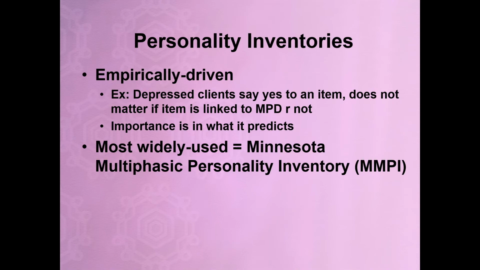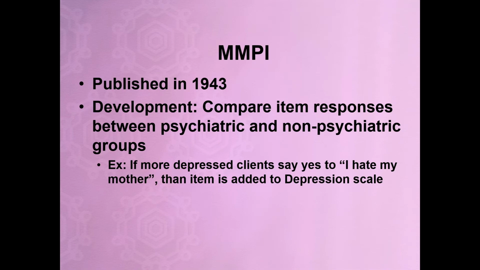The most common of the personality inventories is the Minnesota Multiphasic Personality Inventory. You may have also heard of it as the MMPI. The MMPI first came out in 1943. If you recall, that means it is older than our DSM. And it was developed by comparing item responses between a number of psychiatric groups and non-psychiatric groups. Again, if significantly more people with depression said yes to an item like, I only drink warm water, then that item would be added to the depression scale, even though warm water has nothing to do with depression.